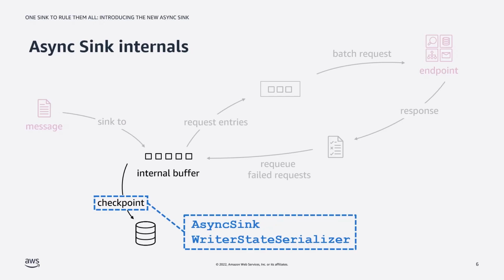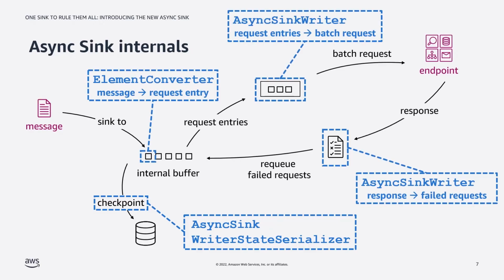So this is how checkpointing works. When a checkpoint barrier arrives at the sink operator, first of all, the Async Sink stops sending new requests, and it waits until all in-flight batch requests have been completed. Because then all request entries either have been successfully persisted in the endpoint or they have been requeued in the internal buffer. So if we want to preserve the state, all we need to do is basically serialize the internal buffer, and that's done by the state serializer. And then the state is included in a checkpoint, and Flink can leverage it for failure recovery.